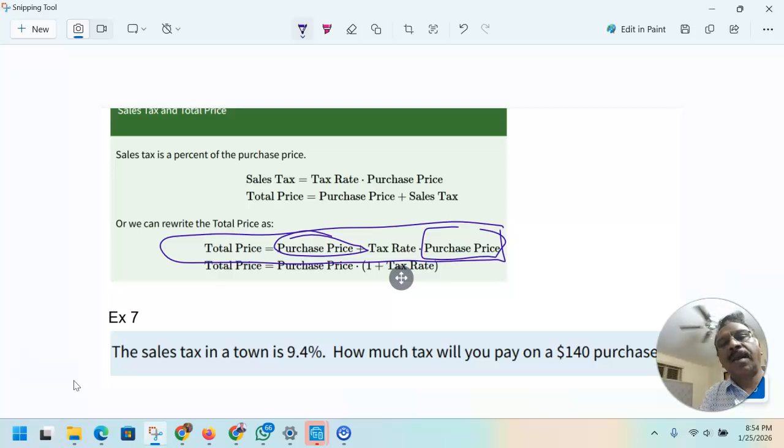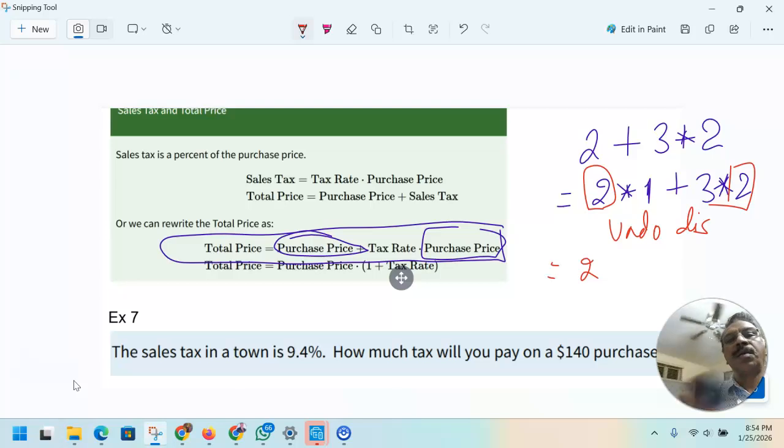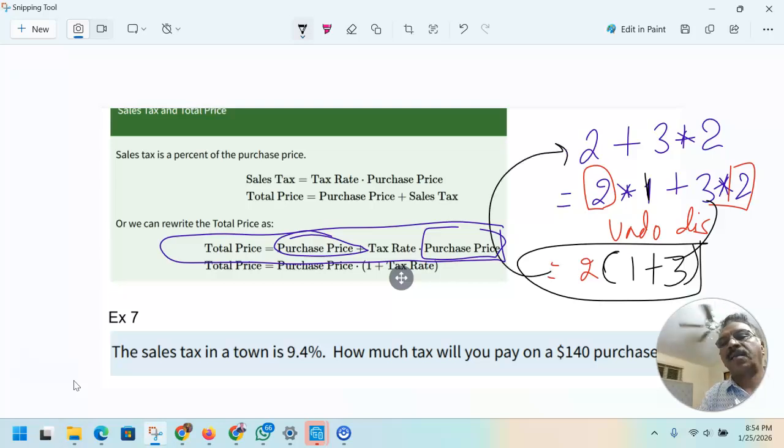So in other words, like in middle school, suppose I have 2 plus 3 times 2. So what does this basically mean? We can always write this as 2 times 1, plus 3 times 2. And you can see that the 2 is a common factor here. We can undo the distributive property. What does undo distributive property basically mean? You write the 2 only once and put a parenthesis, and this 1 will go right here, plus this 3 will go right here. And that's it. So this and this are the same thing.